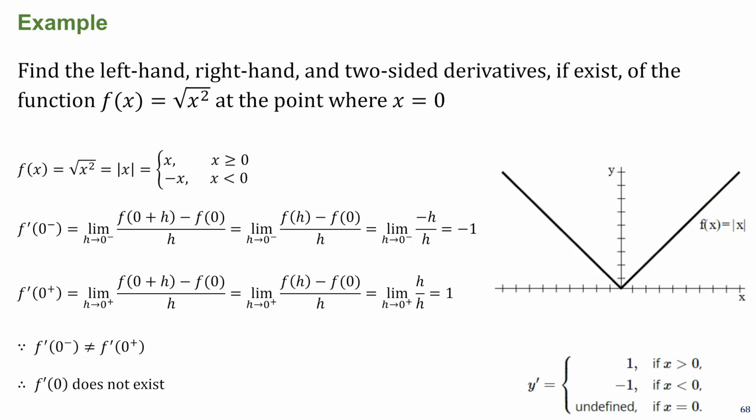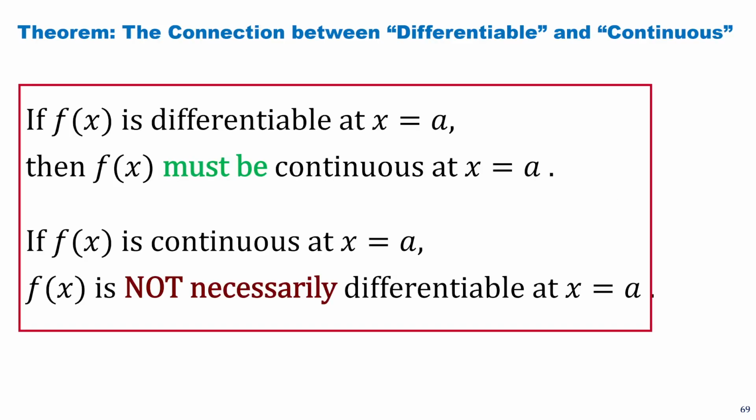Okay, so as you can see here, even at this point when x equals 0, the function is continuous, but it's not differentiable because its left derivative does not equal the right derivative, right? So next, we need to mention a theorem that describes the connection between differentiable and continuous.